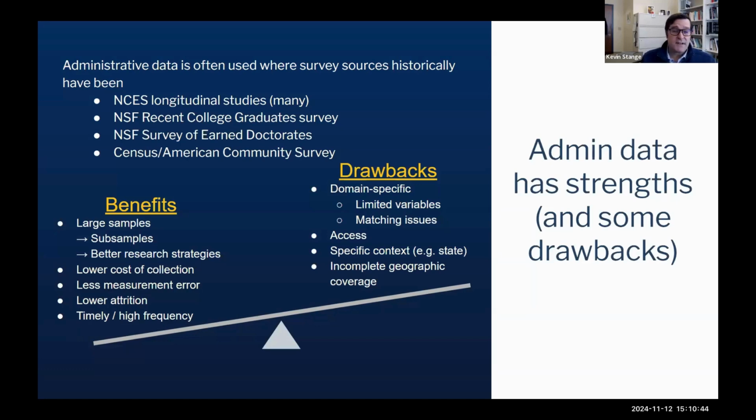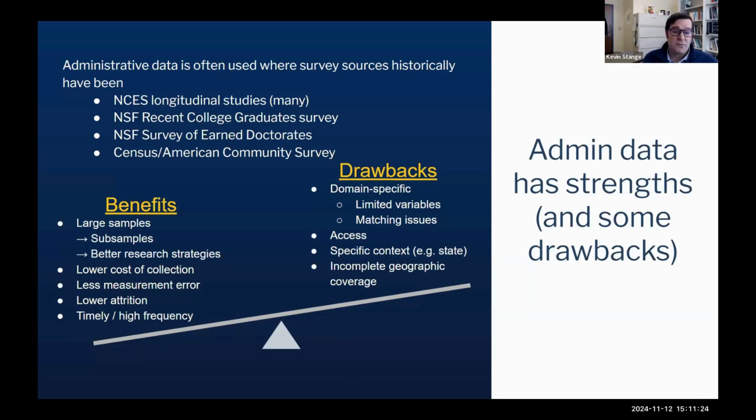Why? Administrative data has many benefits, the biggest being that admin data can be huge, with very large samples. That allows you to drill into specific populations or subsamples with statistical power that you really can't get in surveys. For instance, Native American students tend to be a very small group within many surveys, so it's really hard to say anything about them systematically because of sample size issues. But with administrative data, you often have the power to do so.